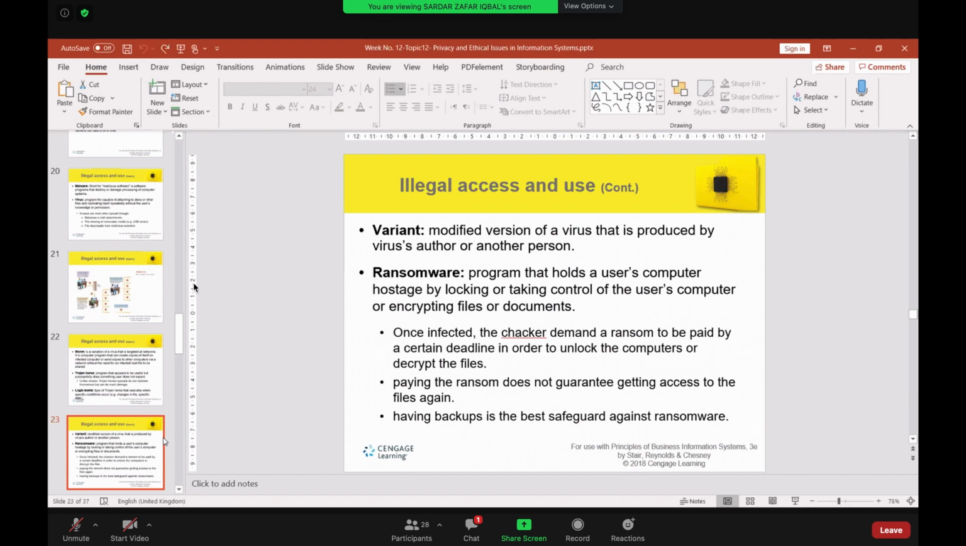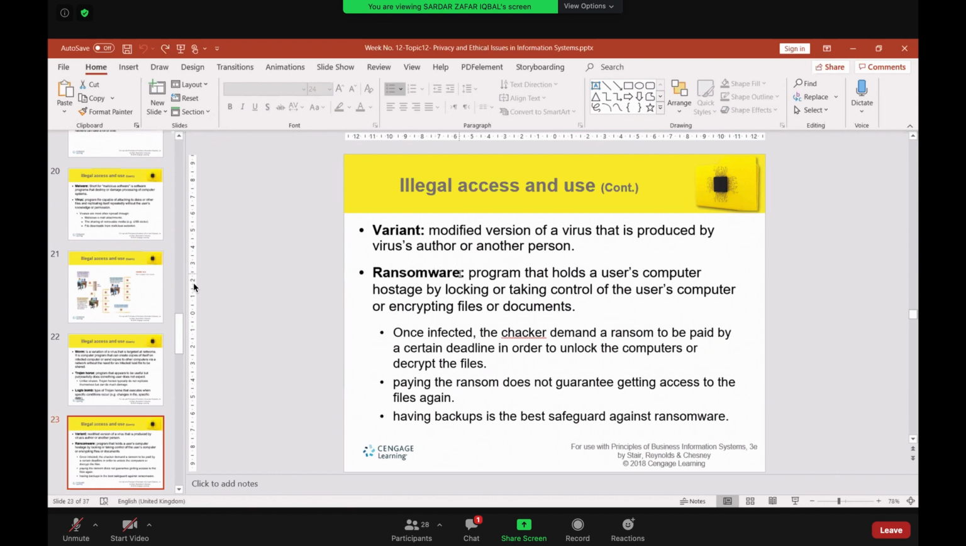Okay, so next we have the variant. A variant, as its name shows, is a modified version of a virus that is produced by the virus author or another person. So nowadays you can see many variants are coming. There is one virus, but there are different types of the same virus. Maybe somebody changed that one, it's updated. That's why you also need an updated antivirus, because if your antivirus is not updated, a new variant of a virus cannot be detected by it.